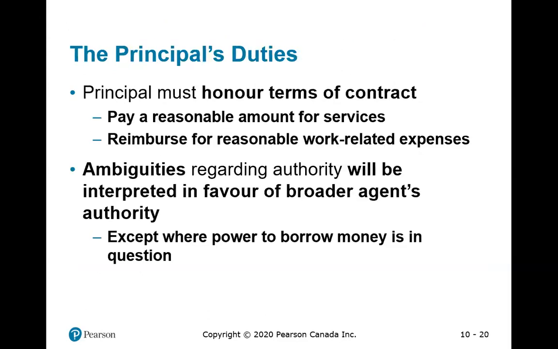Now, with regards to the principal's duties, the principal also has to honor the terms of the contract. Again, repeating, anyone who is in a contract has to comply with the terms. The principal has to pay a reasonable amount for the services, usually as commission. And they also have to reimburse reasonable work-related expenses. So you see, there's an extensive list of duties for agents, a short list for principals.